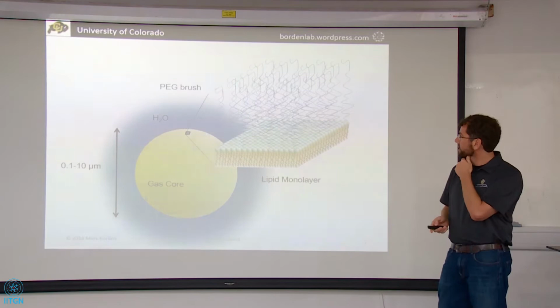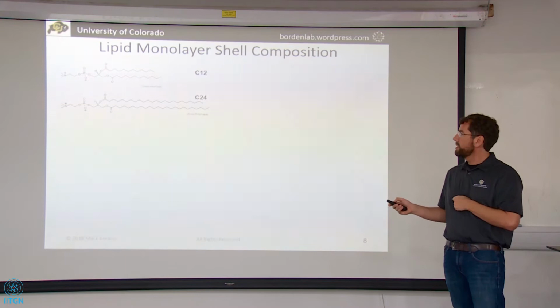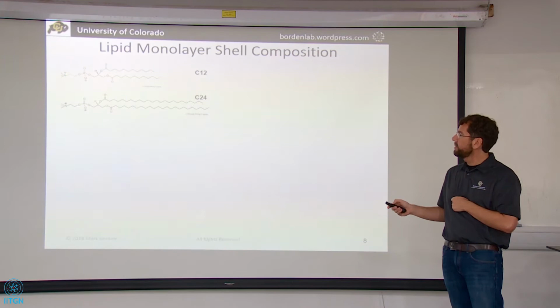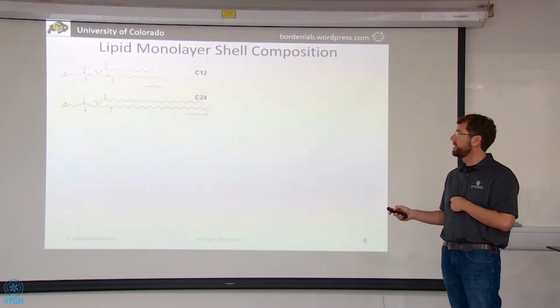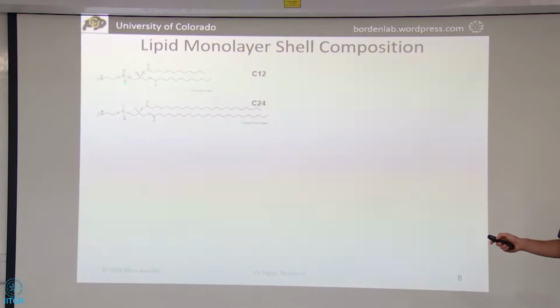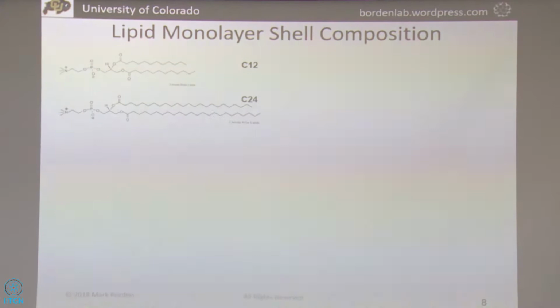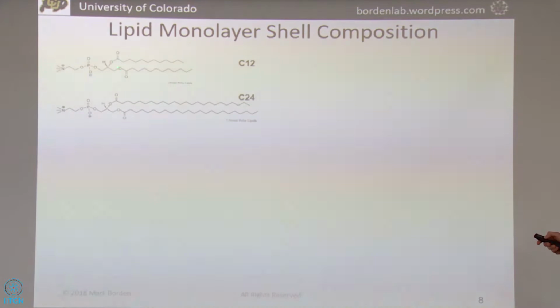Let me jump into a little more about composition. The main lipid components are typically phosphatidylcholines. You have a choline group here, which is positively charged: nitrogen with two methyls hanging off of it, attached to this methyl ring. It's attached to a phosphate group, which is negatively charged. So overall the molecule is neutral, but it has charge separation, so we call it zwitterionic. This phosphate group is attached to a glycerol backbone, and this glycerol is then attached to two fatty acid chains. So this is the basic structure of a lipid.